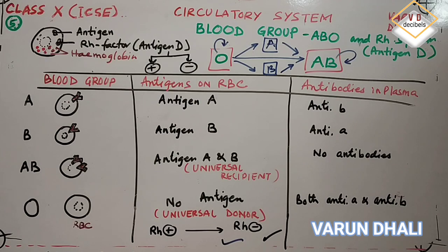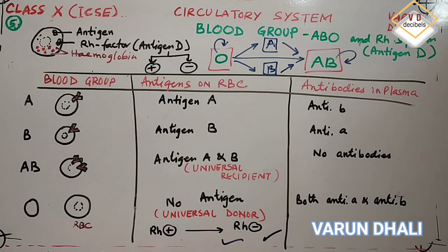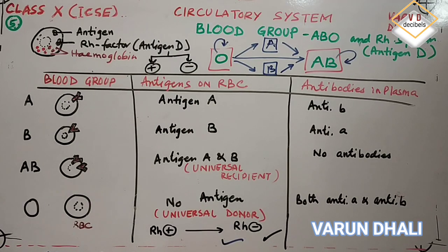Now let me tell you one more factor, called the Rh system, and it is based on antigen D, which is also present on the RBC. One thing to keep in mind, whenever blood is transfused, we must check one more factor, that is this Rh factor. If the Rh factor is present, they are known as positive blood groups, and those persons in whom the Rh factor is absent in their RBC are known as Rh negative, or I can say their blood is negative.